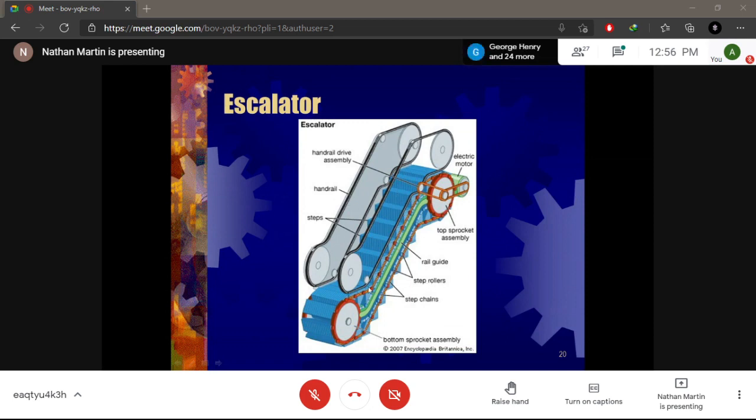We have the rollers. This is what the steps will roll on or move on. So you have your guide rails to guide your rollers. And we have the step chains that will actually move along with the step to create the step in motion. So it's flat here, then it comes on and creates your step in motion. And we have our lower sprocket, and this is our upper sprocket assembly. All right, so these are basically the parts.